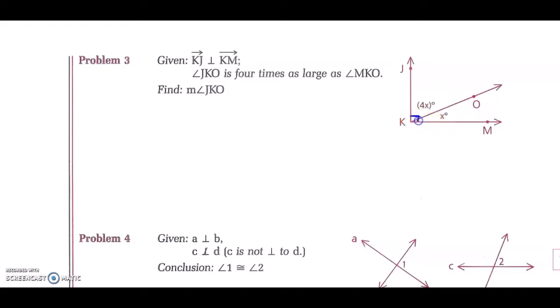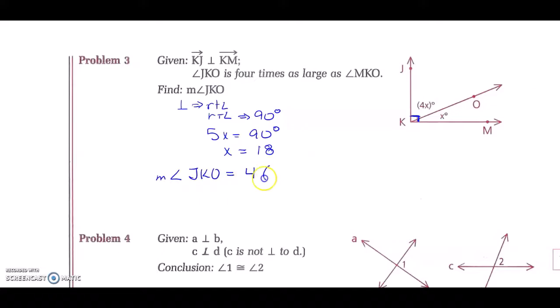Now I need my equation. Well, if this is perpendicular, we know that perpendicular implies a right angle, and a right angle is 90 degrees. So we can say 5x equals 90 degrees, then x equals 18. Find the measure of JKO. The measure of angle JKO is 4 times 18, and I don't have a calculator, so I'm going to do it this way. That's 40 plus 32, or 72 degrees.